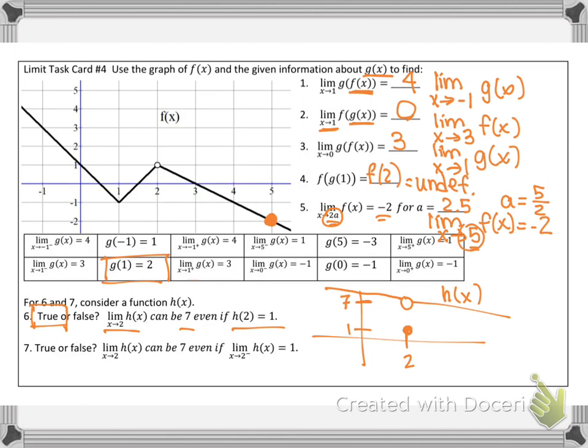Last one, true or false? Our limit as x approaches 2 of h of x can be 7, even if the left-hand limit is equal to 1. No, that one's false. In order for the limit to exist, the left and the right-hand limits would both have to equal 7. So as written, statement 7 is false.